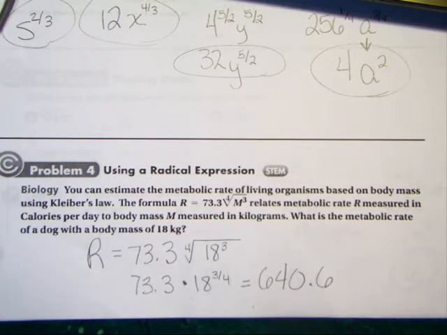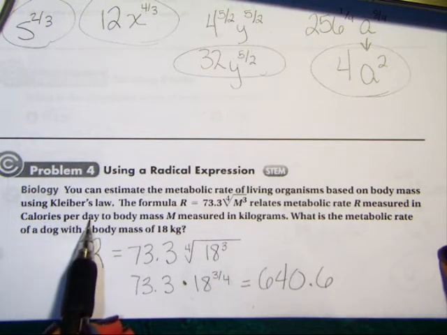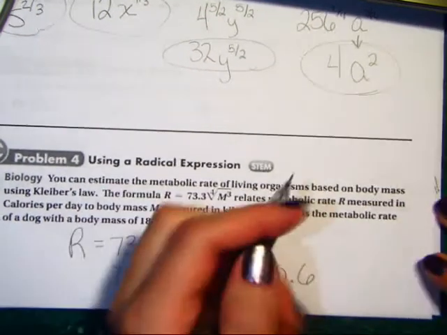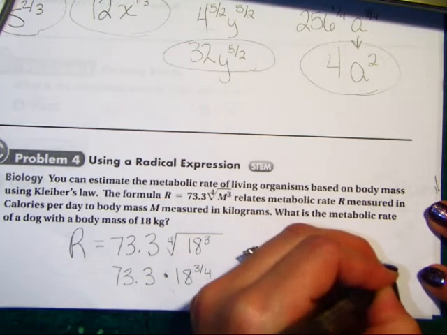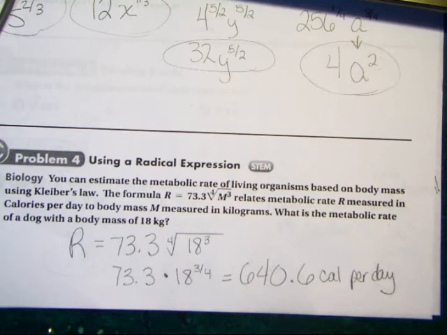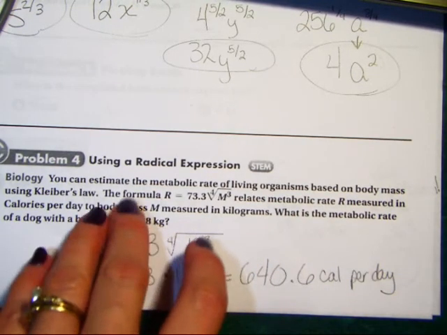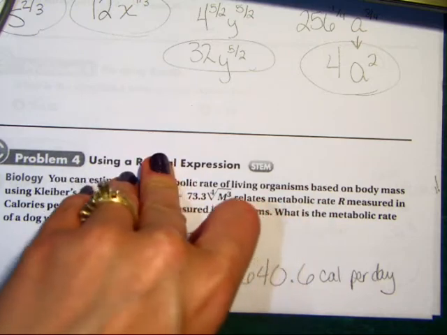Now, what in the world does that mean? 640 what? Calories per day. And all she did, guys, is she read that. That's what a metabolic rate is. Now, what that means is that to meet its body mass, that dog's allowed to have 640.6 calories per day. That's not too bad for a dog.